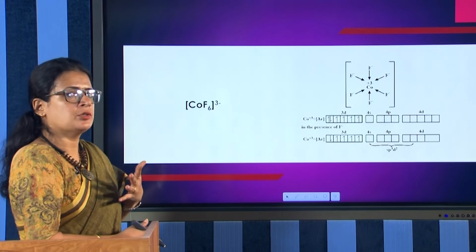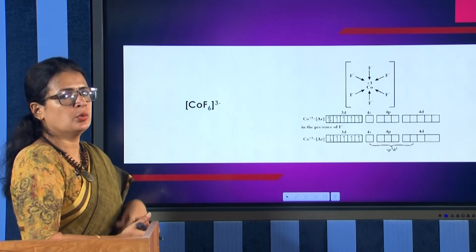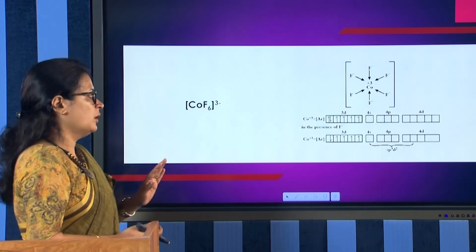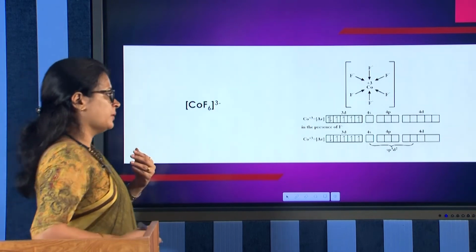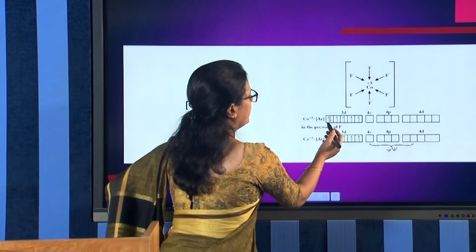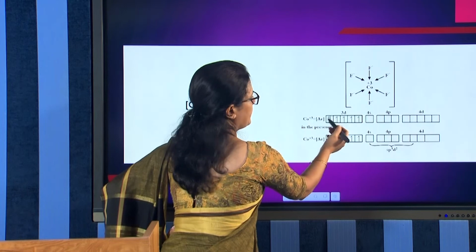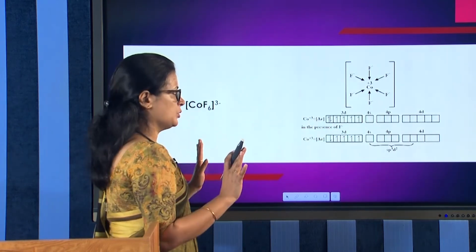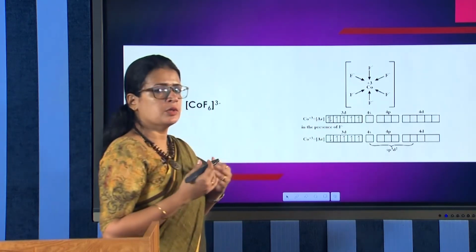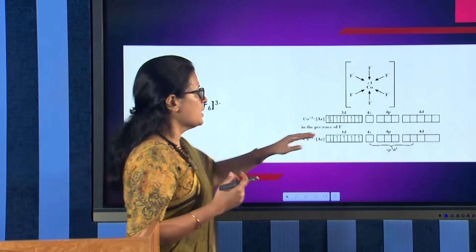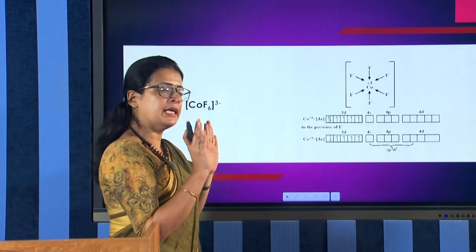They can't actually pair the electrons. So here pairing will not occur, and as a result what will happen? These electrons, how many d electrons, 1, 2, 3, 4, 5, 6, it will be like that only. The fluoride ions will not have the capacity to pair, so these electrons will remain as such.